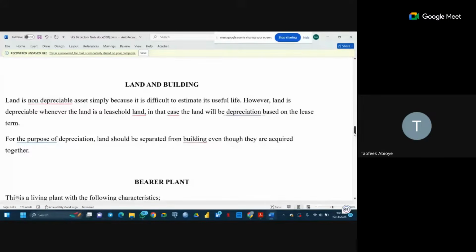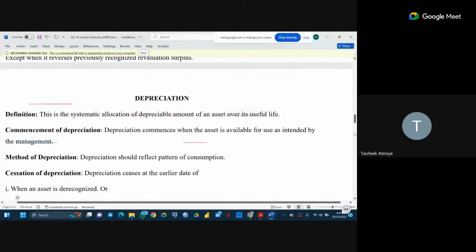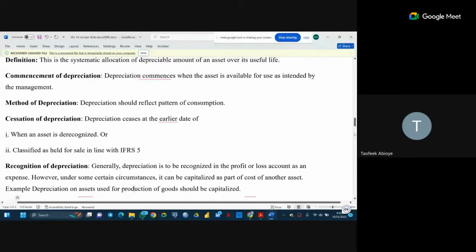So if there is land that is involved in a leasehold agreement, the land in the books of the lessee, that is the person that leased the land, the person that borrowed the land, can be depreciated based on the useful life of the lease agreement. If the lease agreement is 5 years, that means that particular land under the leasehold agreement can be depreciated. The value can be spread over those 5 years of the agreement, because it is expected that after the 5 years, the land will not be under the control of the company. So for the purpose of depreciation, land should be separated from building. Yes. We also have bearer plants.